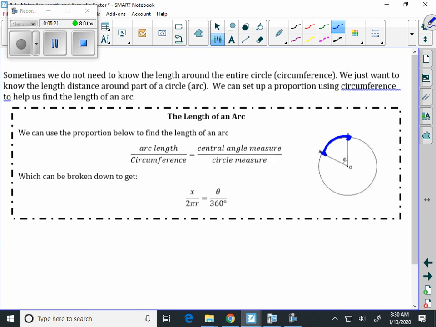So it's like we're cutting this circle, and what we want to figure out is just what is the distance from there to there. And the way we do that is we take the arc length, which I usually call x, and we divide it by the circumference of the entire circle. And then we take the central angle measure. Remember, central angle has its vertex at the center of the circle. And we divide it by the entire degrees in the entire circle. This formula is not going to be provided to you.